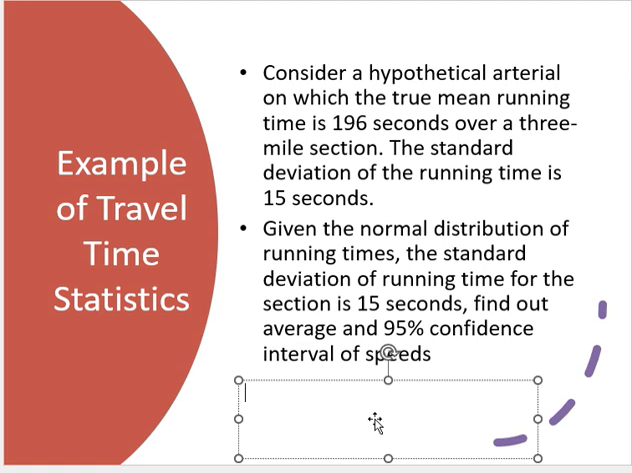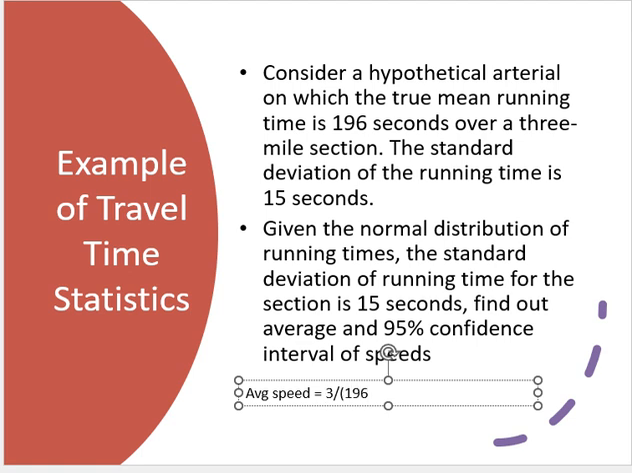The mean running time is given, so I can calculate the average speed without any problem. Distance is there, time is there. So the average speed will be distance upon time. Distance 3, now time is 196 seconds. If I keep it in seconds, I will get a very weird number, so I have to convert it to hours. So, 55 point anything.